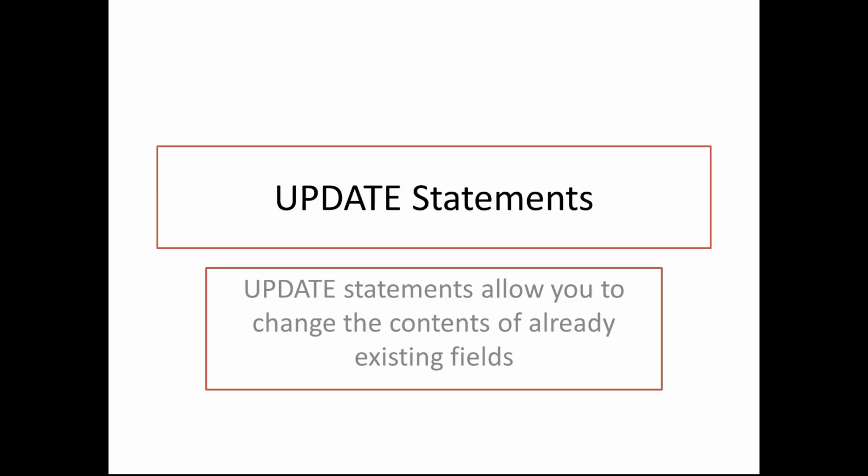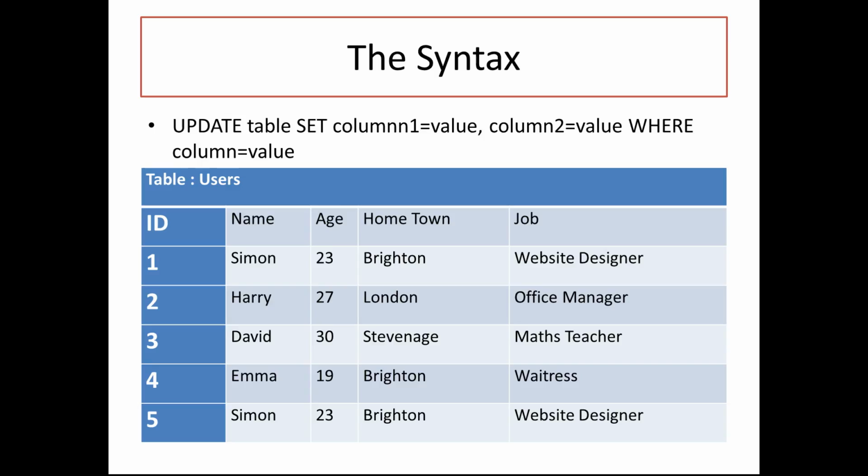The update statement allows you to change the content of already existing fields within the database. For example, changing someone's name, their age, their hair color, something which you would normally want to change. So here is the syntax for you. The keyword at the beginning is going to be update, and then we're going to be using set, this set here, for different columns for what we want to change, to where column equals value.